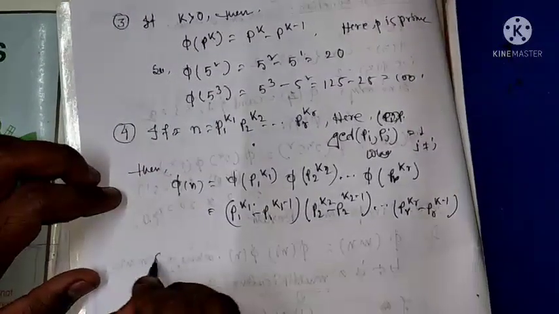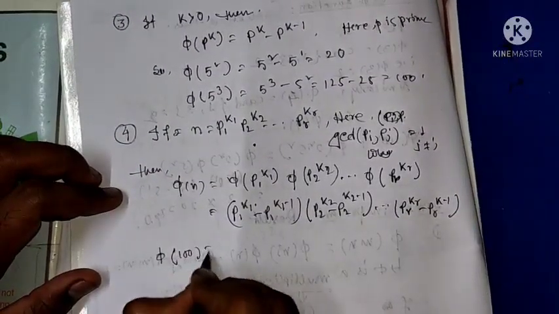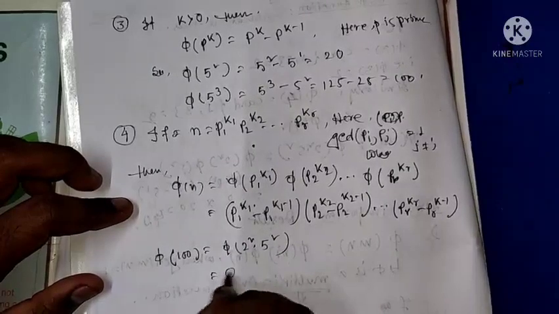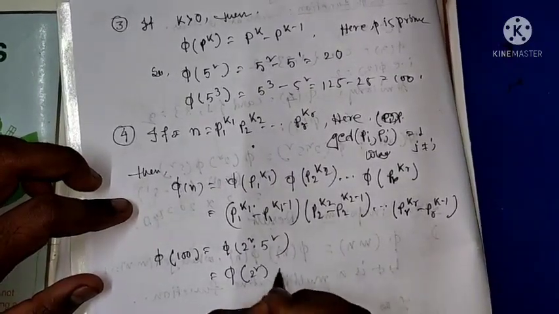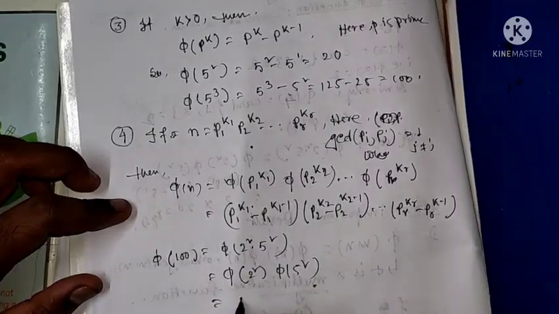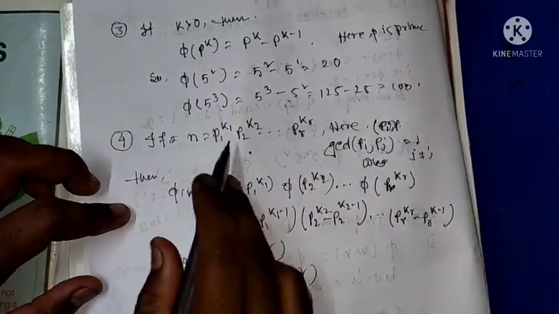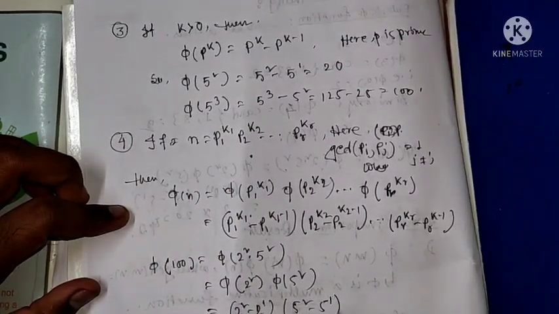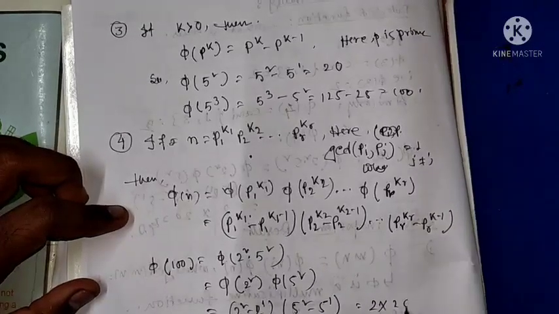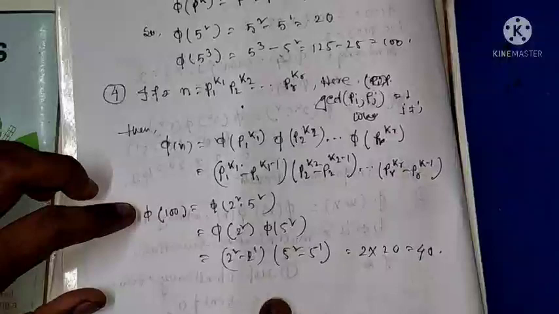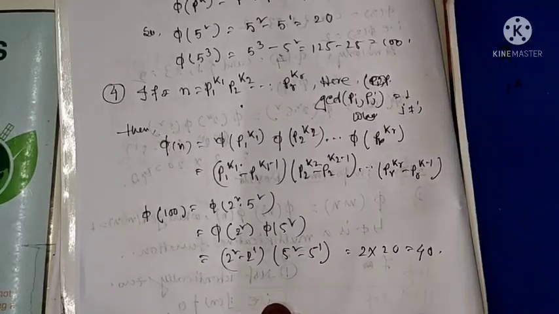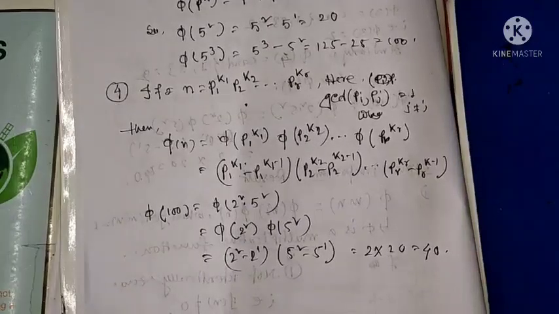Okay, by using this technique we can find phi of 100. That is phi of 2 square into 5 square. This will be phi of 2 square into phi of 5 square. This is 2 square minus 2 to the power 1, previous formula. Okay, previous rule. It will be 2 to the power 1 into 5 square minus 5 to the power 1, 2 into 20. So 40. Phi of 100 is equal to 40. Okay. By using this technique we can find any values.